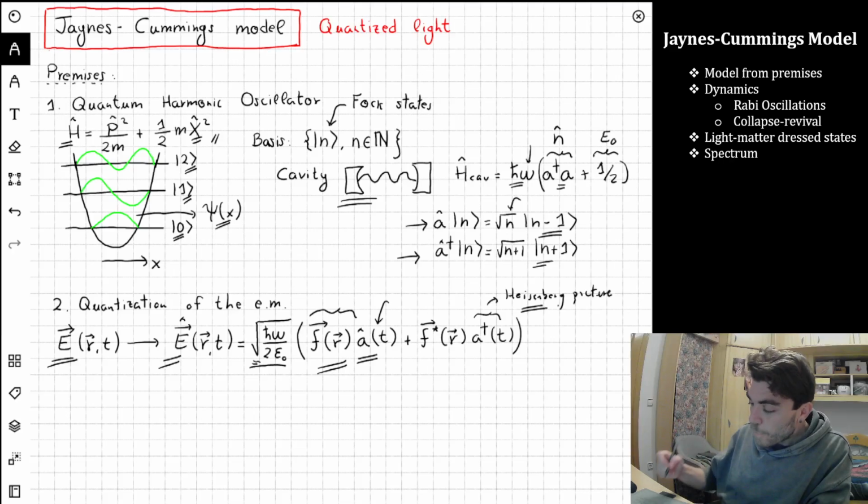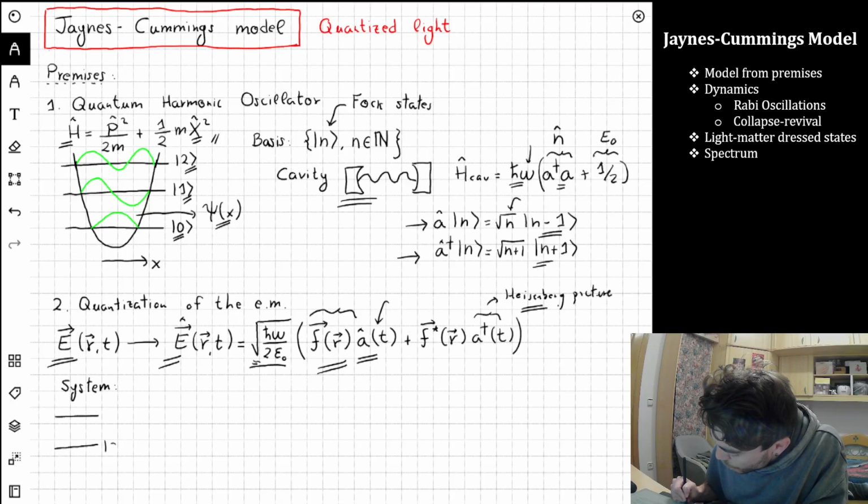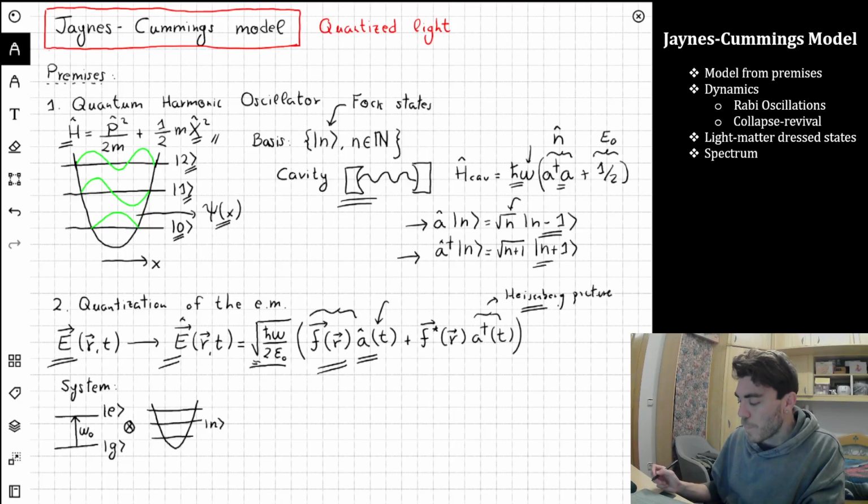Alright, so with these two ingredients, now we can say, okay, what is our system? The system that we are going to consider is a qubit, so a two-level system with two states, ground state and excited state, and splitting given by the frequency omega naught, and then light. And light is going to be a confined mode of light in a cavity with certain quantized levels for the photons, which are these Fock levels n. And they are going to interact with each other.